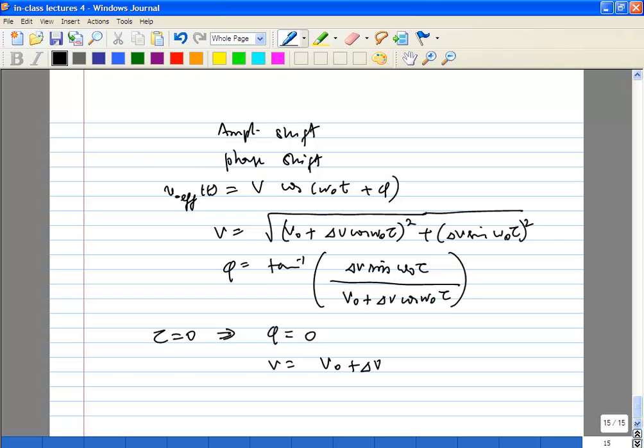Then you can take this phi and maximize it for what tau you get maximum phase shift, and that will happen when tau is pi by 2. So that is the quantitative way. I couldn't think of a really qualitative way of explaining it. This is a lot more straightforward.